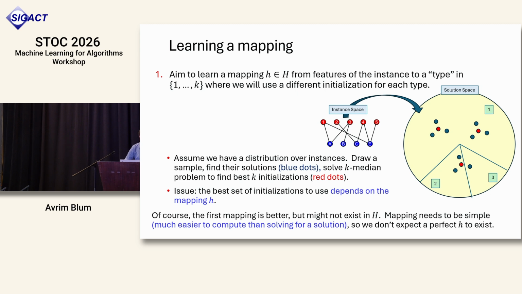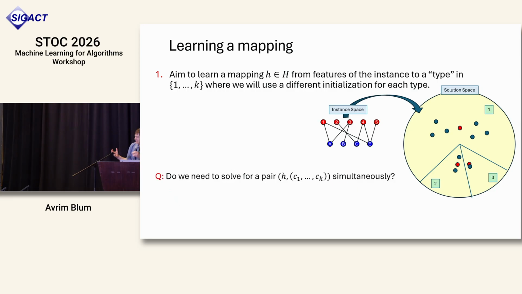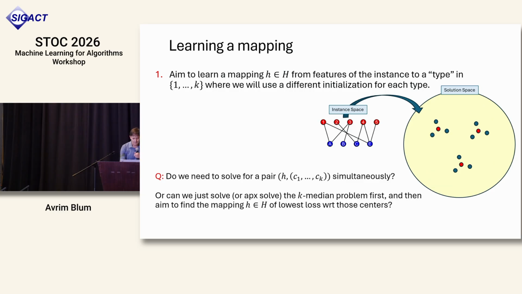Right. So here's the question. If we had that mapping, then we should have used these as our starting points. But now we have a really funny optimization problem. We want to solve simultaneously for a mapping and a set of initializations to use. And that's kind of confusing. What we'd really prefer to do is, can we first just solve or approximately solve the k-median problem, a well-defined algorithmic problem, and then once we've done that, go ahead and try to find the best mapping H.